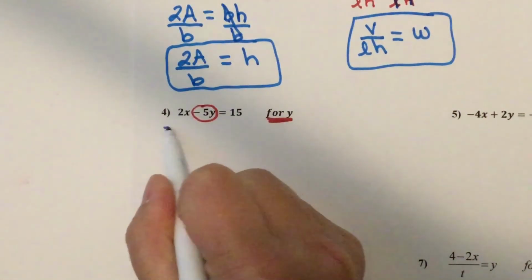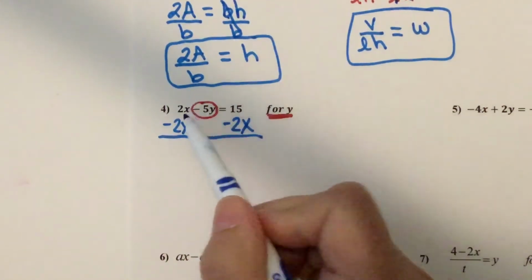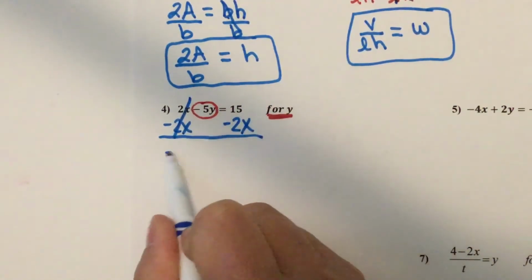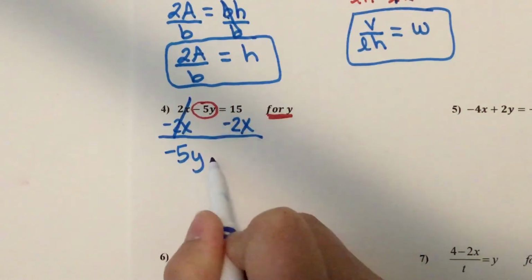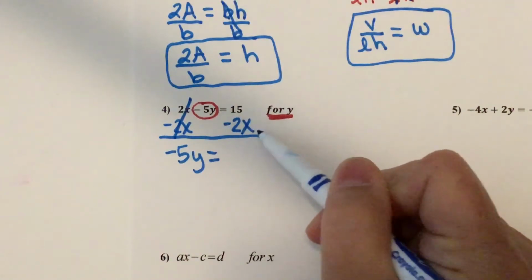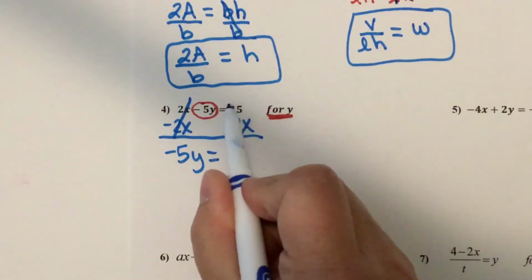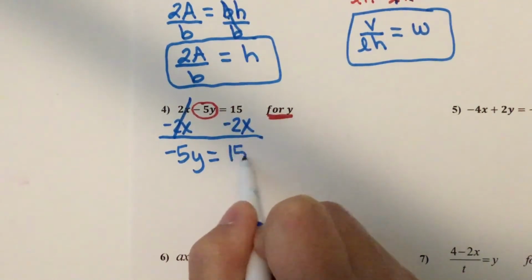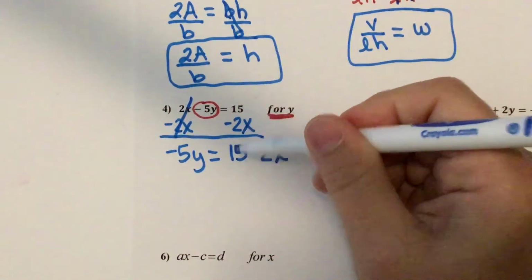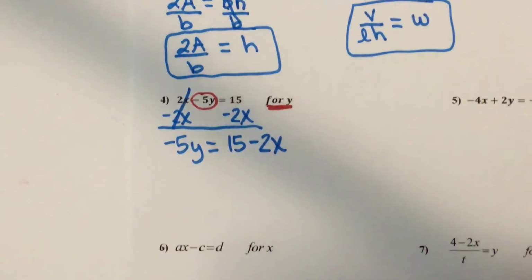So to make this positive 2x go away, I have to subtract it. And 2x minus 2x is 0. So shoop, that's gone. I'm going to bring down my negative 5y. I'm going to bring down my equals. And then this side, I can't actually subtract these because this has an x and this doesn't, so they're not like terms. So I'm just going to recopy it. This is a positive 15, and this is a minus 2x. So all I did was I brought the 15 down and I brought the minus 2x down. I didn't do any math, I just rewrote things.